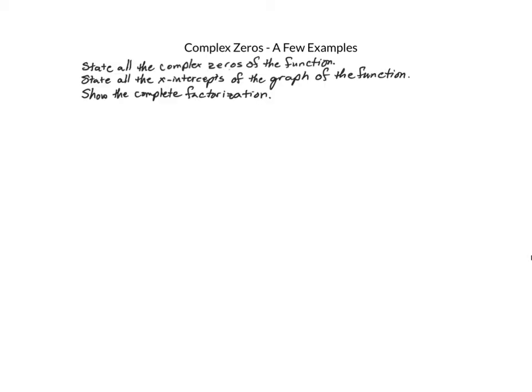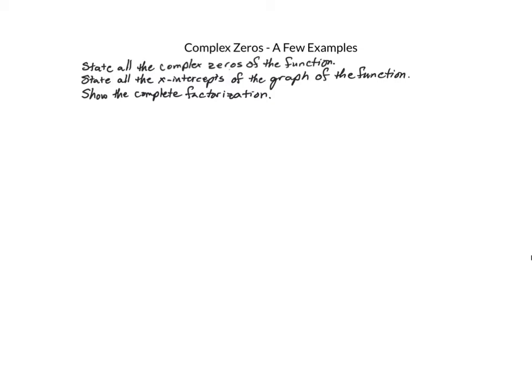Hi, I'd like to do a few examples with you finding the complex zeros of polynomial functions. The directions for each of the problems will be these. State all the complex zeros of the function, state all the x-intercepts of the graph of the function, and show the complete factorization. And let me remind you what complex numbers are.